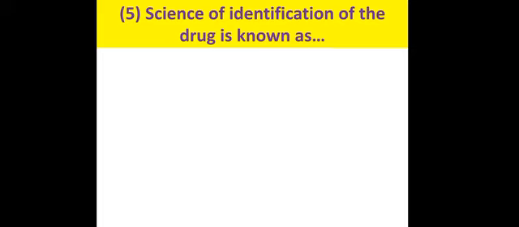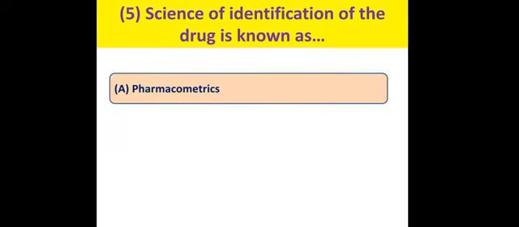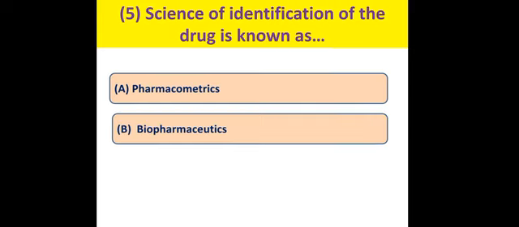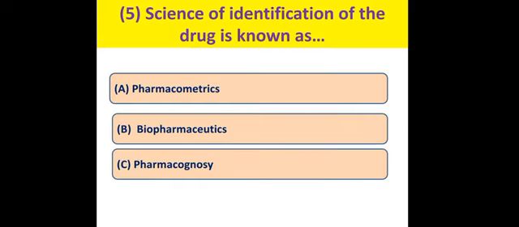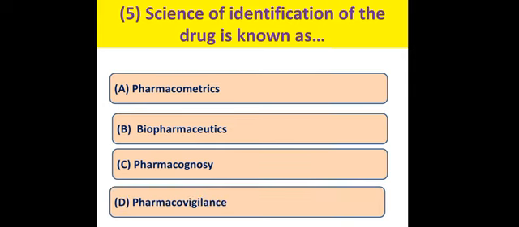Question 5. Science of identification of the drug is known as pharmacometrics, biopharmaceutics, pharmacognosy, and pharmacovigilance.